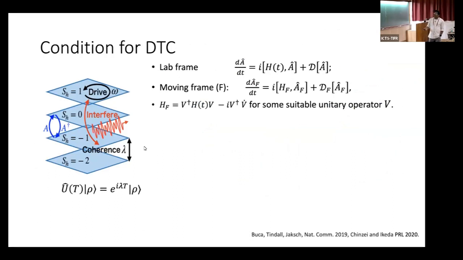What is the mechanism for having a discrete time crystal? I showed you the equation of motion for the operators. My Hamiltonian is periodically driven, and I have a dissipator. Then I try to find a frame where the Hamiltonian becomes effectively static. If I find such a frame, then my equation of motion is time independent, that is, the right-hand side is time independent.